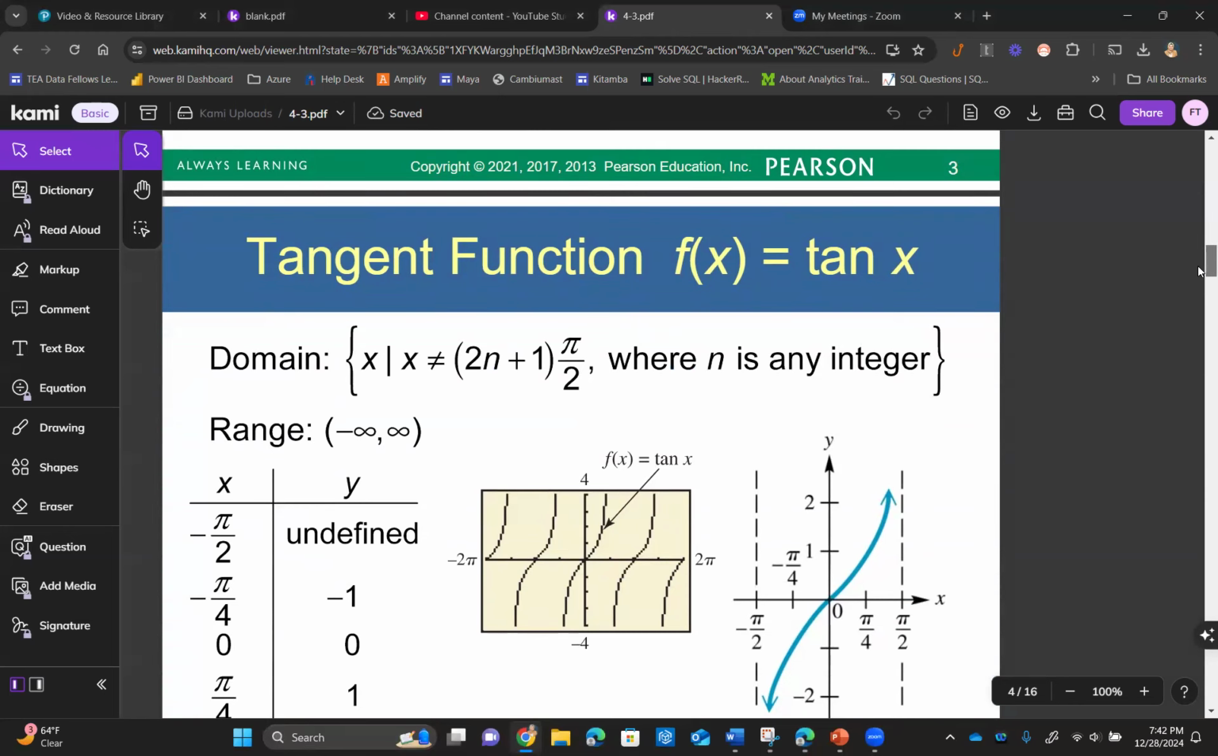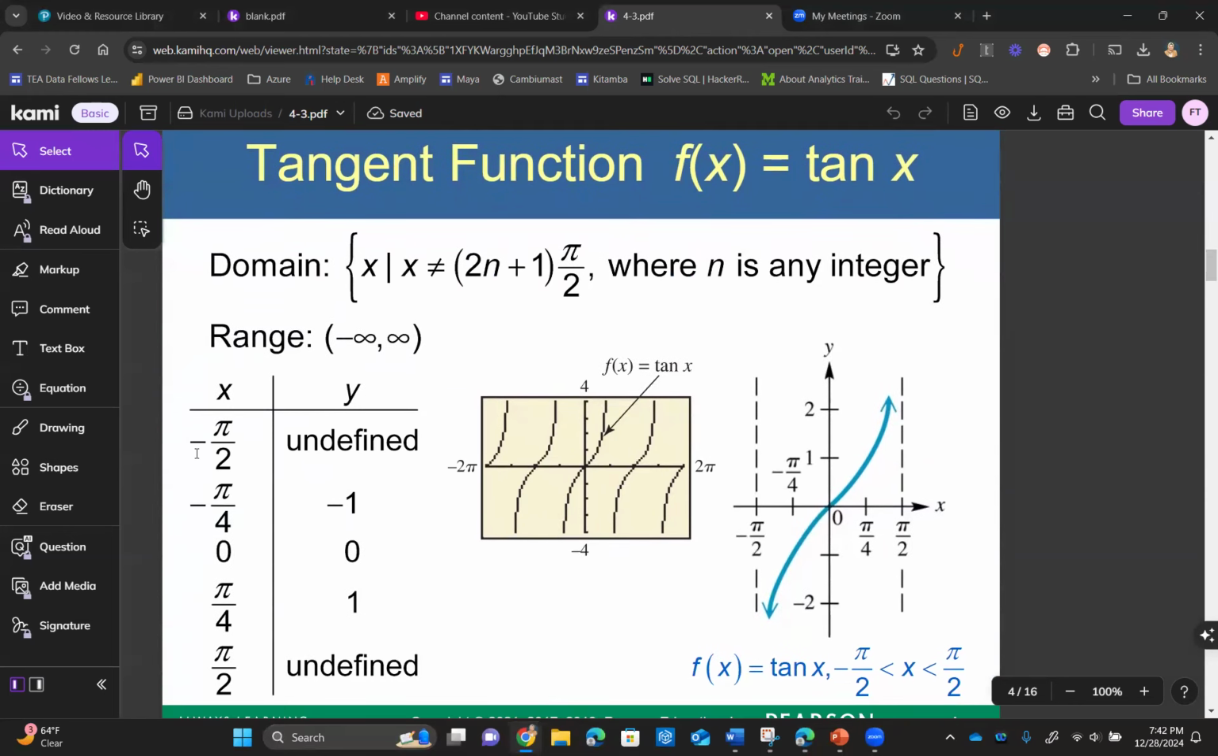When we look at f of x equals tangent of x, tangent of x becomes undefined whenever the cosine value of that particular angle is equal to 0. So for example, for pi over 2, sine of pi over 2 is 1, but cosine of pi over 2 is 0. And since tangent is sine over cosine, when you try to divide 1 by 0, you get an undefined answer. So the tangent function becomes undefined when the angle is pi over 2 or negative pi over 2.